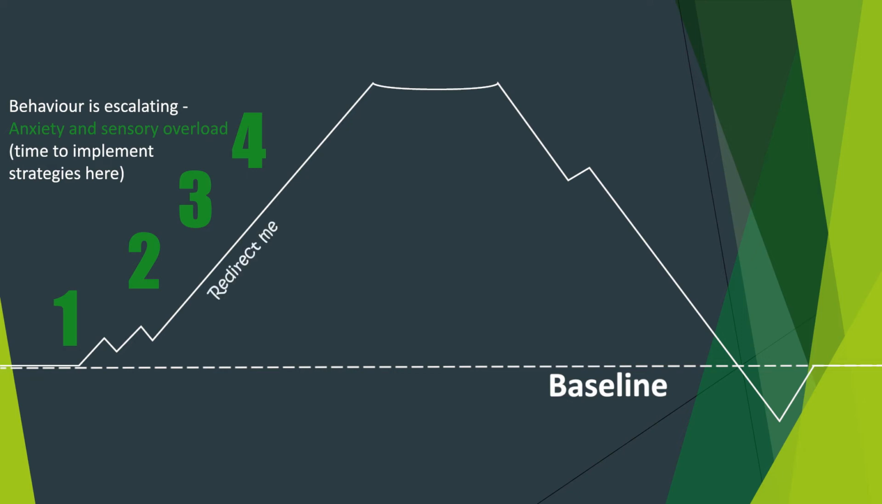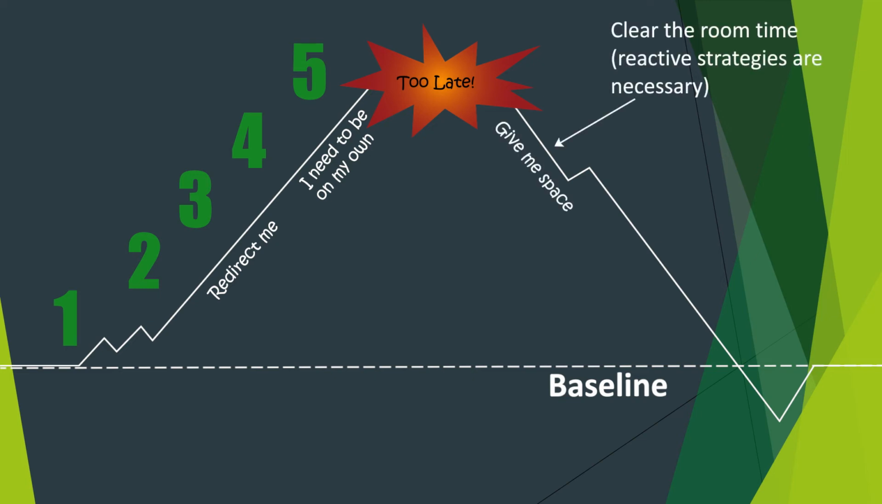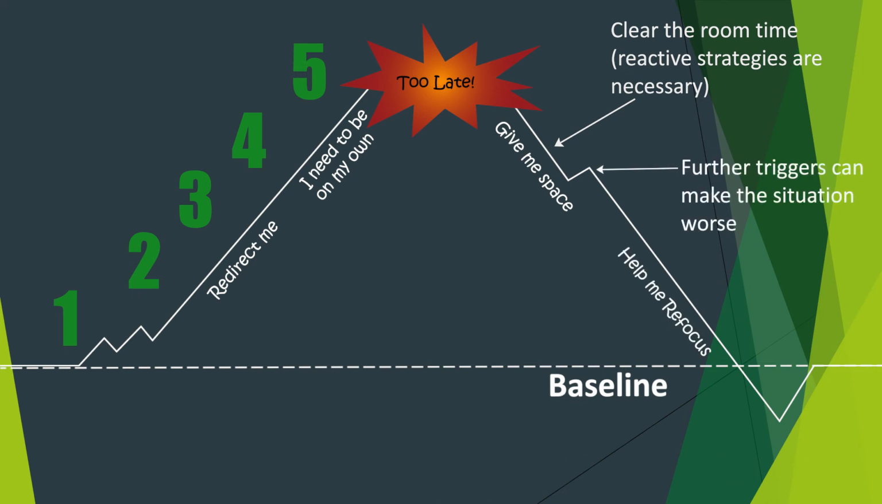It is here that strategies need to be used, as once the child is at stage 5, managing to take on support will be near impossible. At stage 5, the aim is to keep the child safe and help de-escalate their fight, flight, or freeze response. After the incident, the child will need space and help to refocus as they return to baseline.